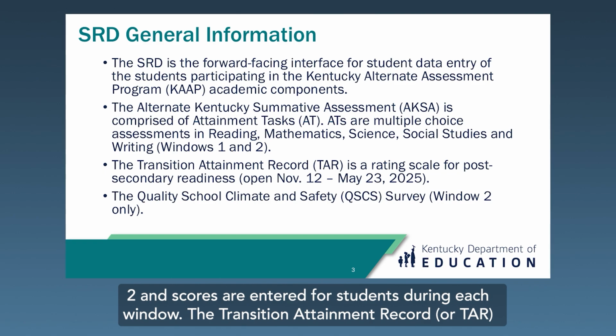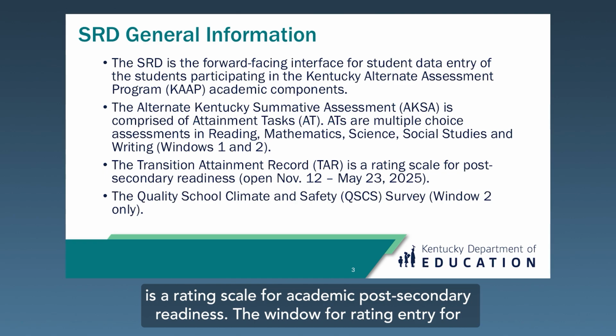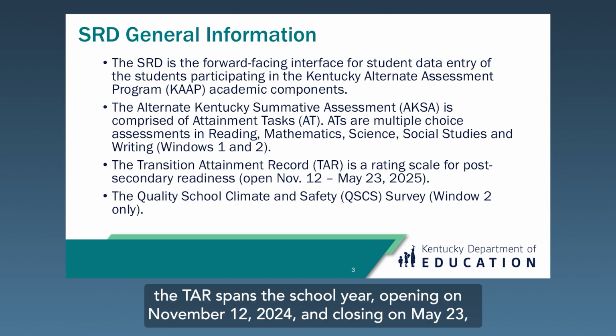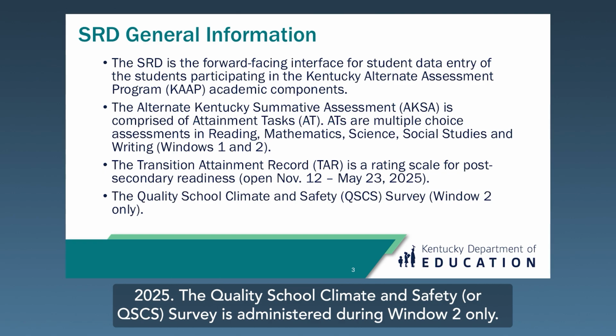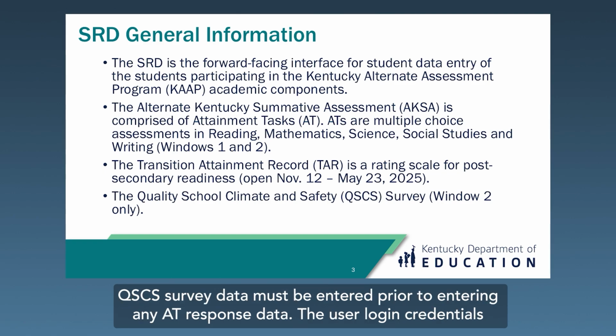The Transition Attainment Record, or TAR, is a rating scale for academic post-secondary readiness. The window for reading entry for the TAR spans the school year, opening on November 12, 2024, and closing on May 23, 2025. The Quality School Climate and Safety, or QSCS survey, is administered during Window 2 only. QSCS survey data must be entered prior to entering any AT response data.